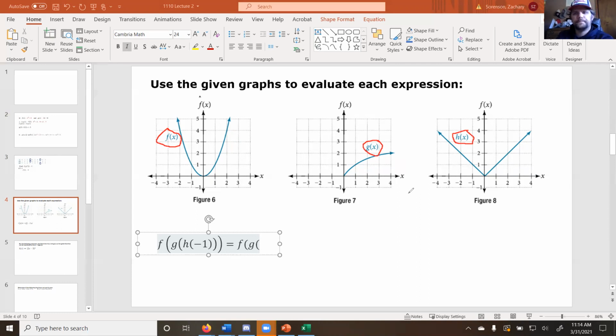Is it 1? Yep. So coming to my h graph, my x value would be -1 there, and so my h value at -1 is 1. Now my question becomes, I know h of -1 is equal to 1, so what's f of g of 1? I know what h of -1 is now.